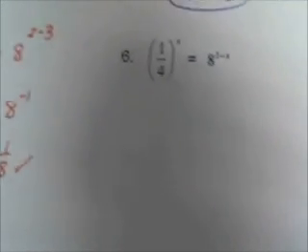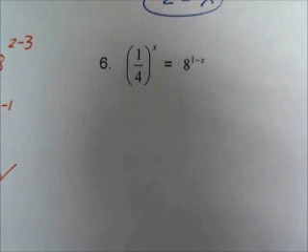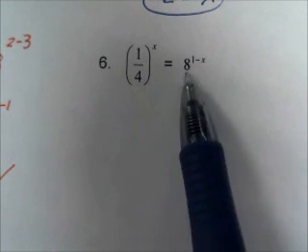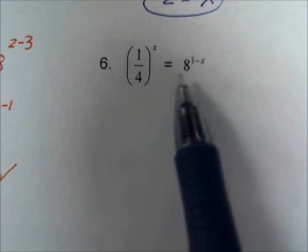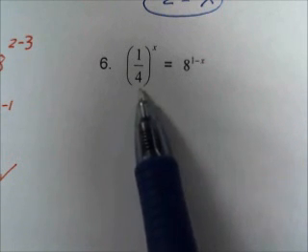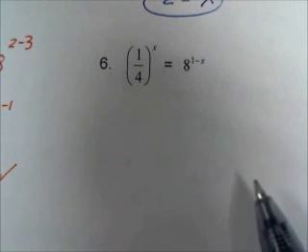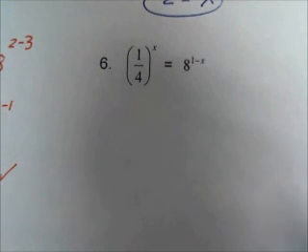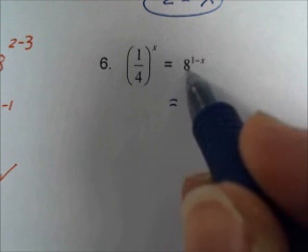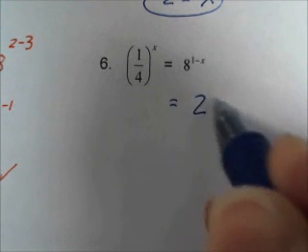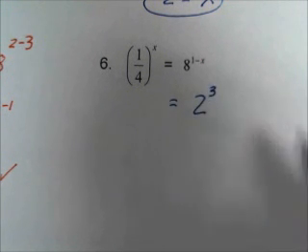Number 6. 1/4 to the x equals 8 to the 1 minus x. We need these bases to be the same. I cannot express, or we cannot express 8 as 4 to a power, so bring it down to something even lower, 2. 8, we saw, was 2 cubed.